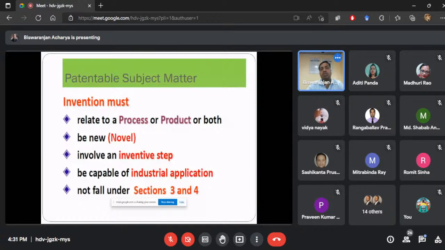For example, in products, a smart waste bin, a smart bin, that is a product. In an actual process, the mechanism is known as the process. For a product like the smart bin, the design, we can also take a design registration.